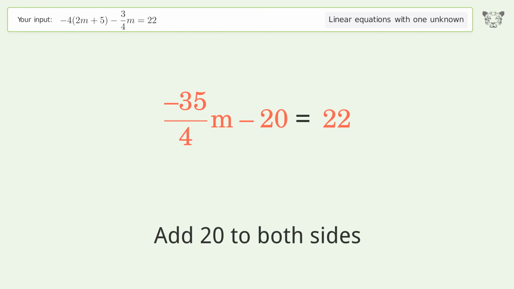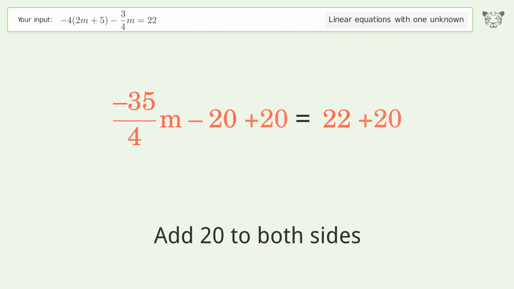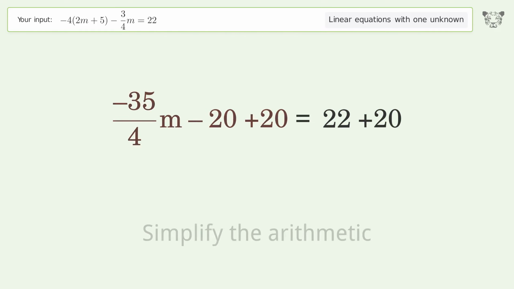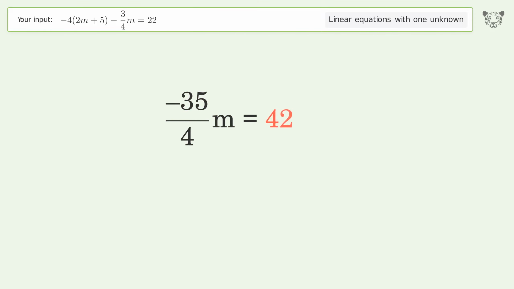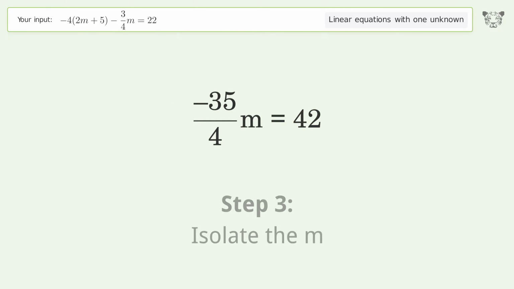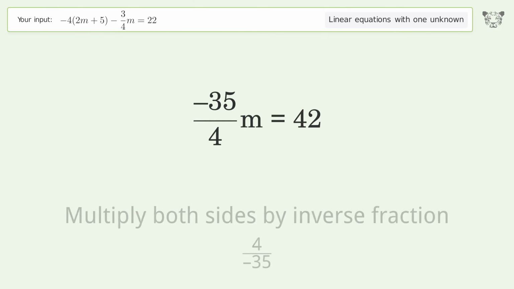Add 20 to both sides. Simplify the arithmetic. Isolate the m. Multiply both sides by inverse fraction 4/-35.